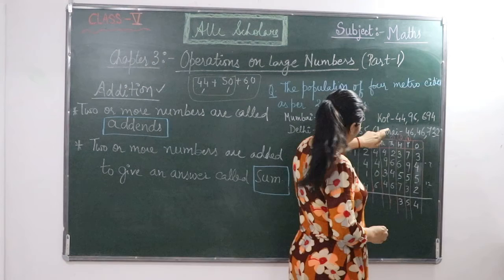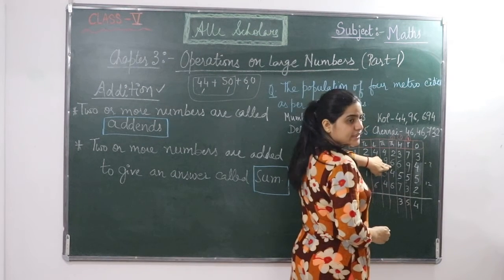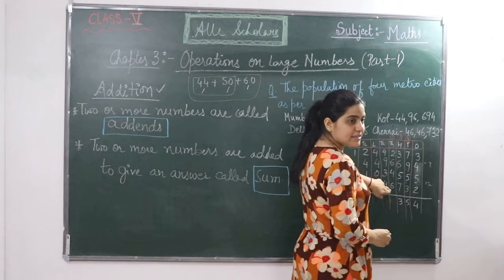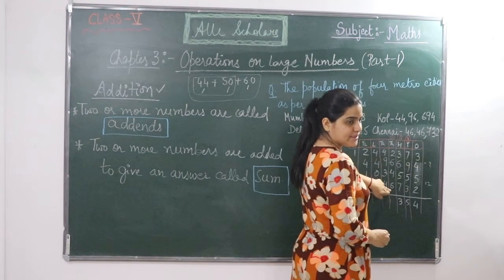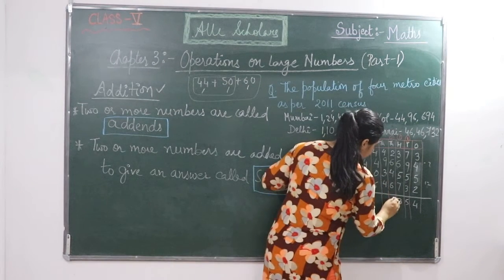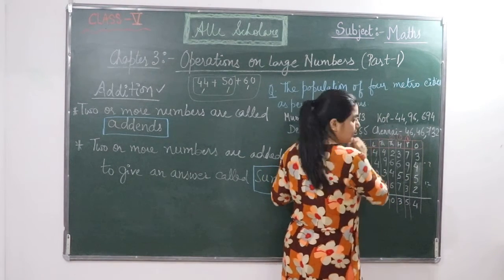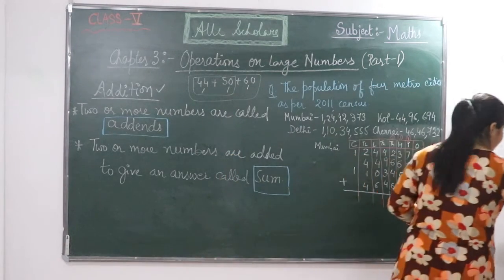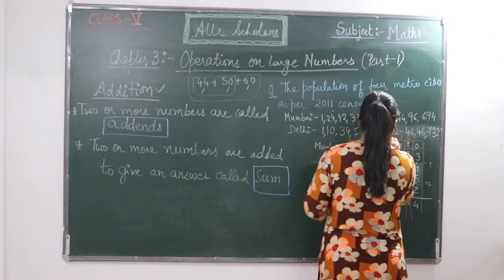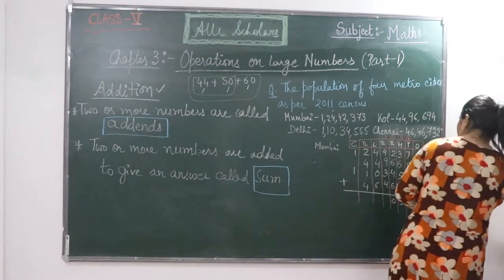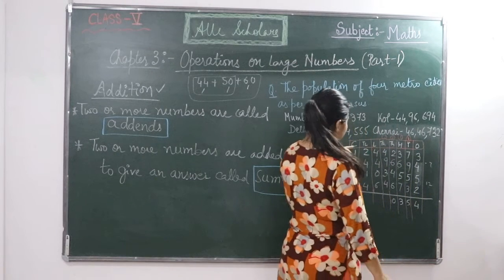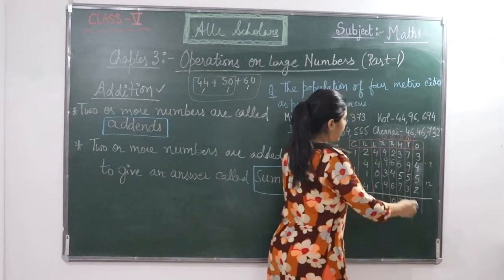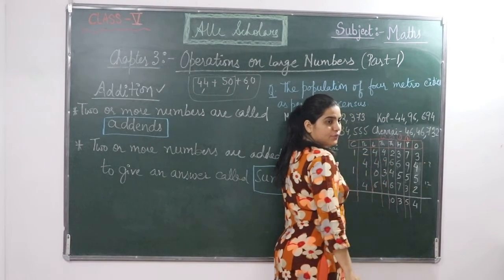2 plus 2, 4. 4 plus 6, 10. 10 plus 4, 14. 14 plus 6, 20. So 0 comes here, and again what will go in the carry? 2 will go in the carry. Here 2 is in the carry. 4 and 2 gives you 6. 6 and 9 gives you 15.